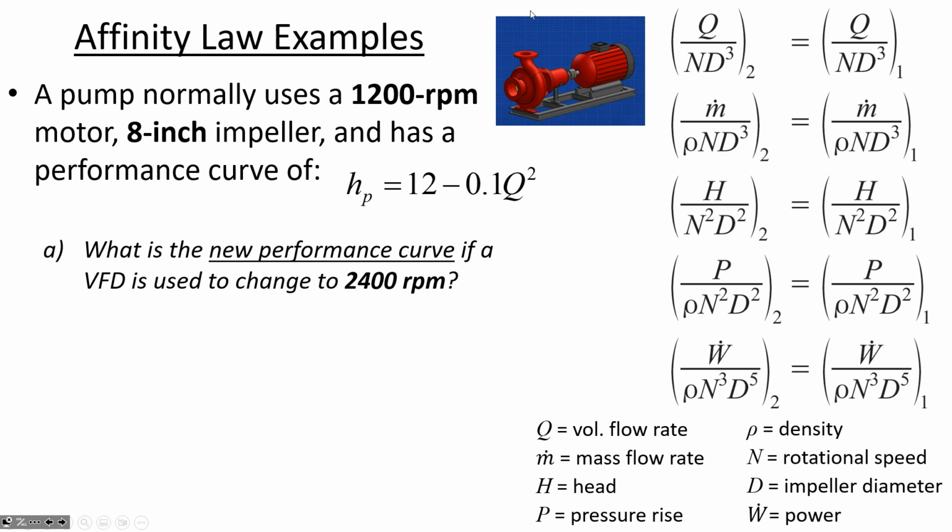Let's say that we have a pump which normally is paired with a 1200 RPM motor, and the impeller, which is inside the housing, has a diameter of 8 inches. Under those conditions, we know that the pump is going to behave like this. It has a cutoff head of 12 meters, and then for each unit of flow rate, you can see that there is some reduction of the pump head being added on account of the flow rate. So, typical performance of a pump.